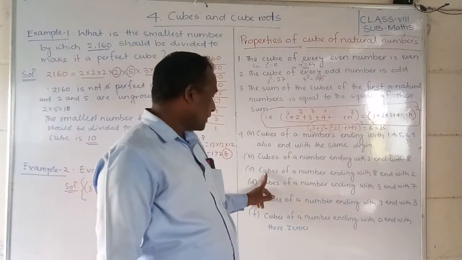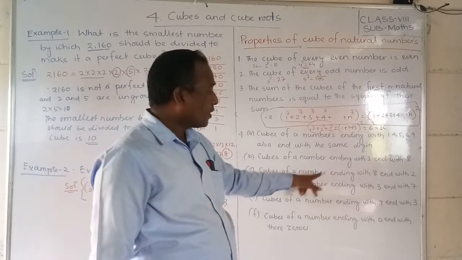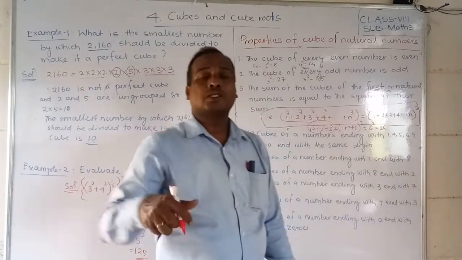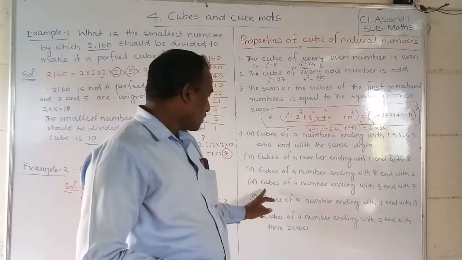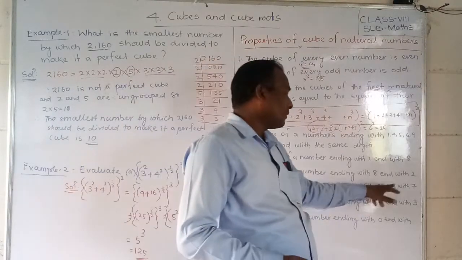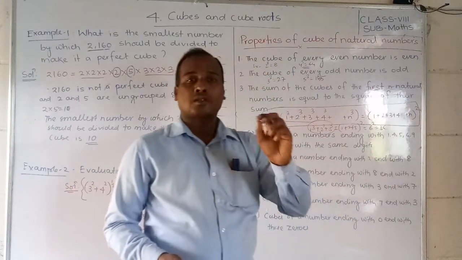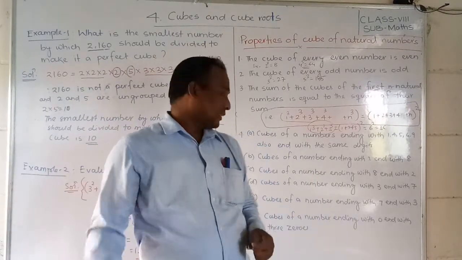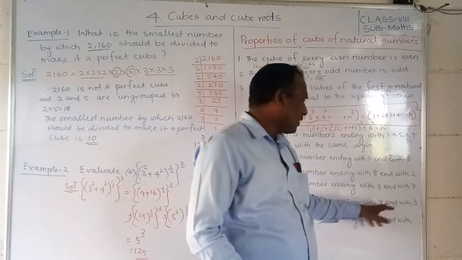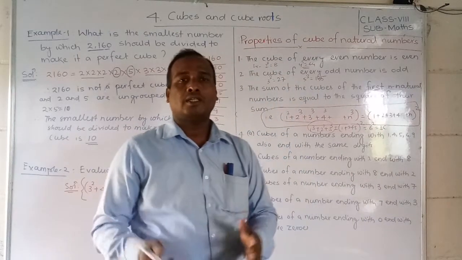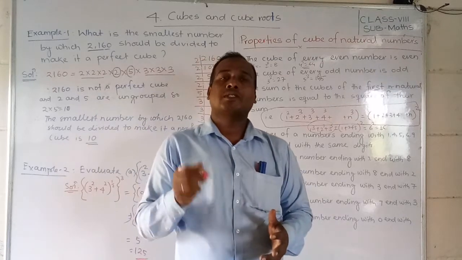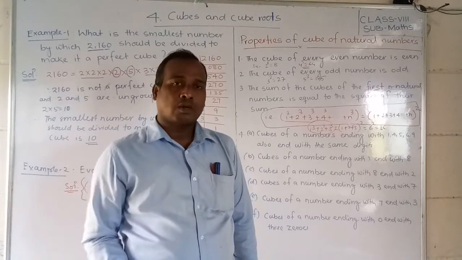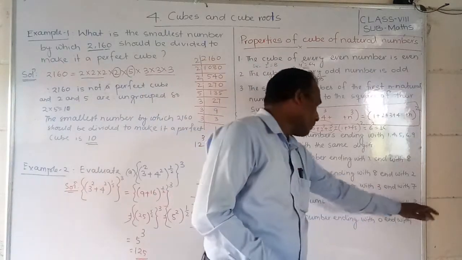The same in reverse, the next property: the cube of a number ending with 8 will end with 2. Next, cubes of a number ending with 3 end with 7. If any number ends with 3, its cube will end with 7. Cubes of a number ending with 7 end with 3. Reverse: if you are finding the cube of a number that ends with 7, then its cube will end with 3.